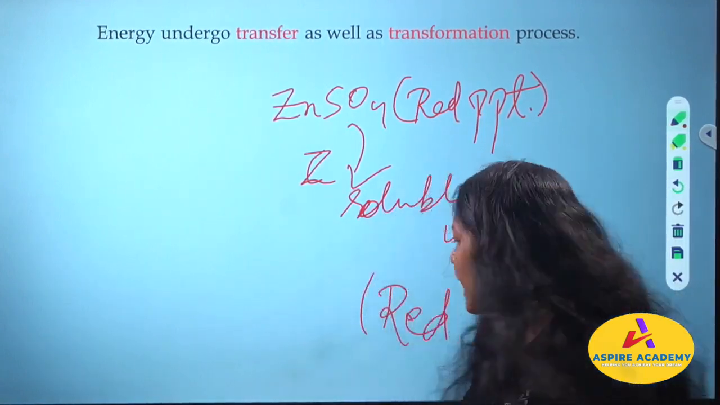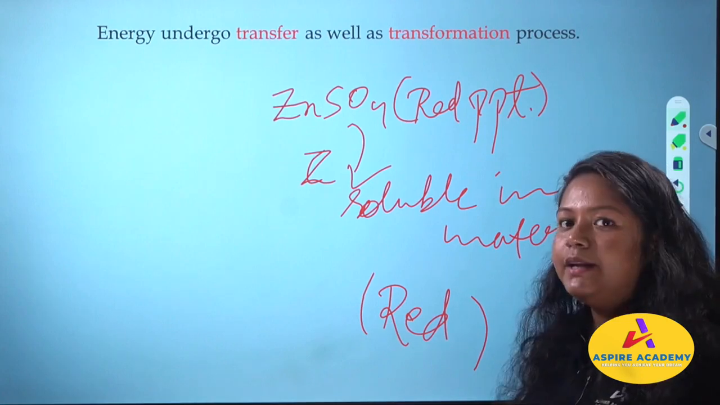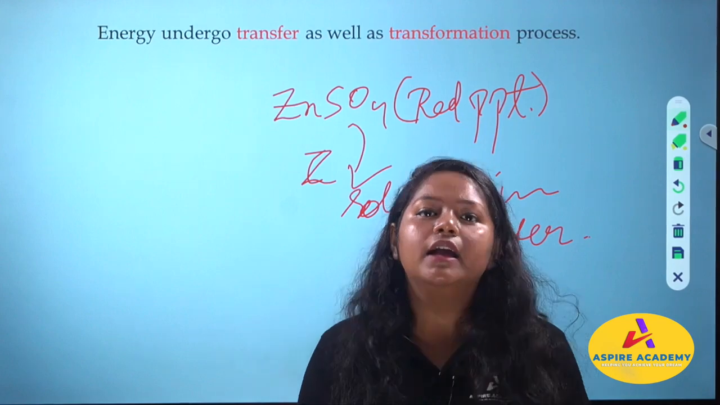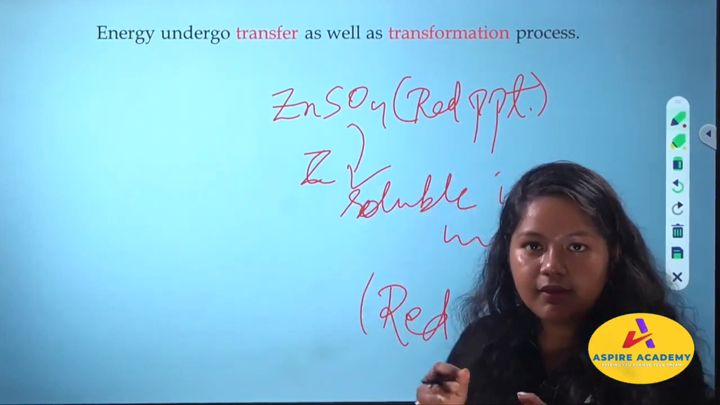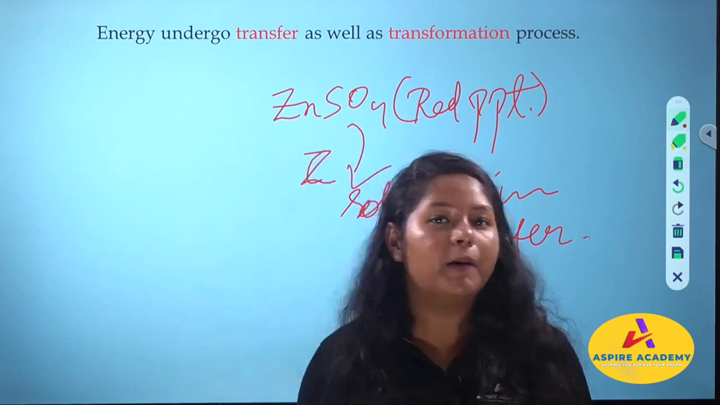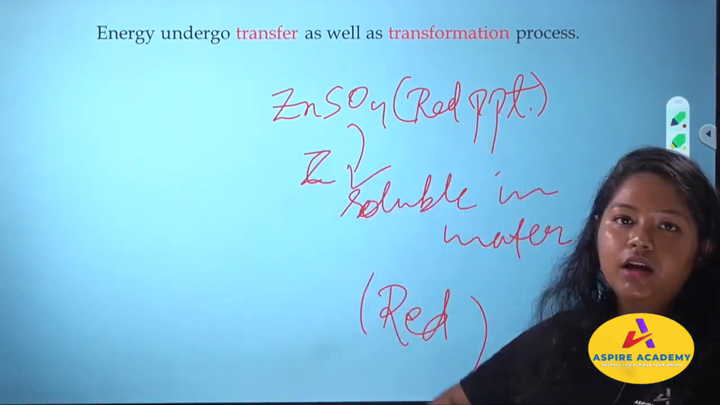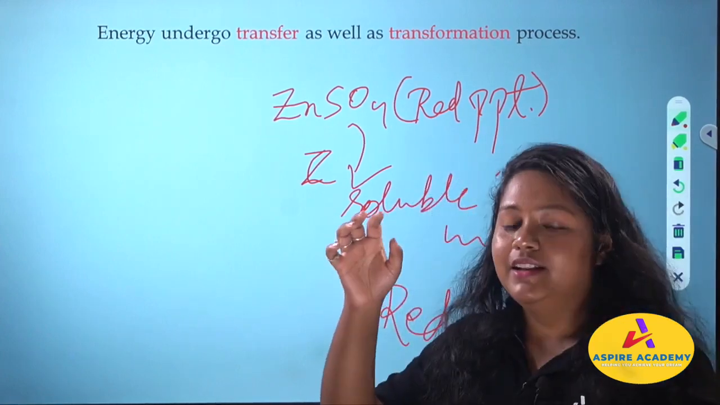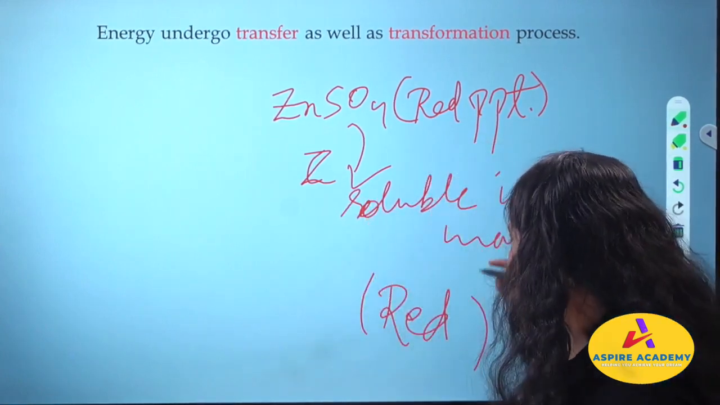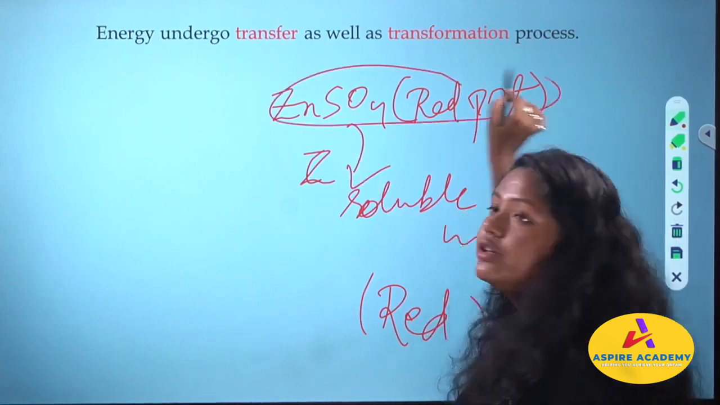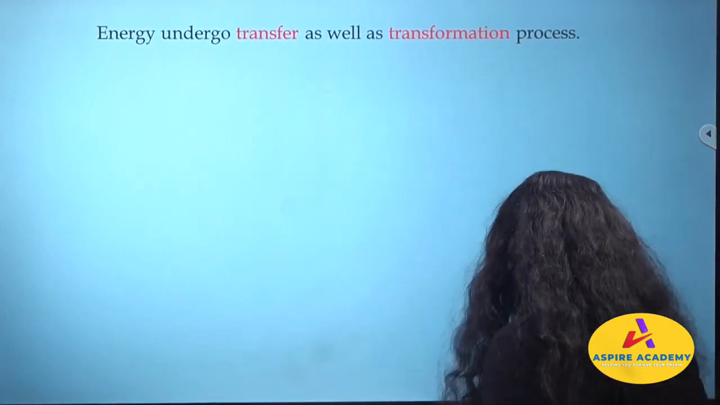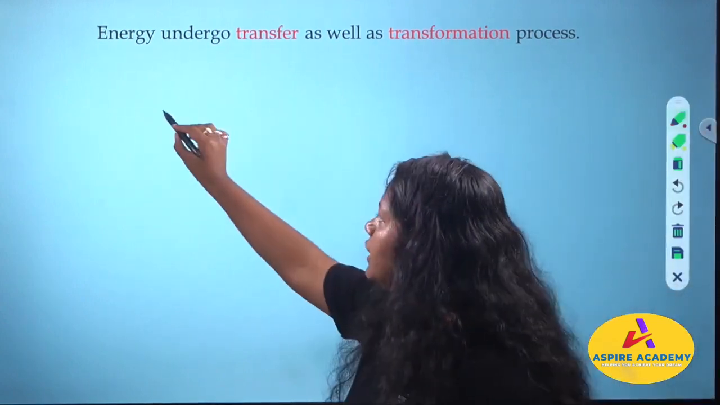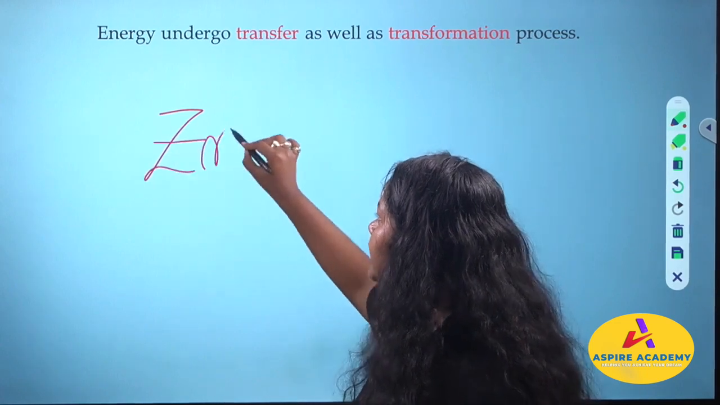So they understood that the red PPT is not of ZnSO4. If ZnSO4 is soluble in water, then there is no power on this earth that can make the color of ZnSO4 red. So that will be something else. Understood? So they thought that this PPT cannot be of ZnSO4. Then when they studied in more detail, they came to the conclusion that this reaction was taking place.